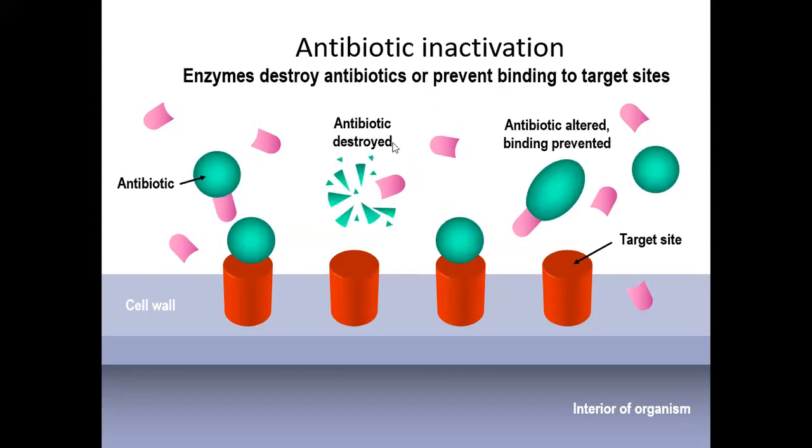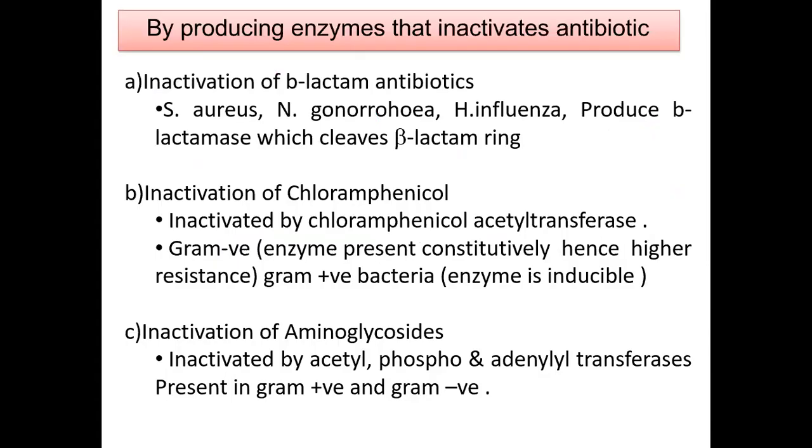And sometimes certain different types of enzymes can kill the antibiotic, right? Or they totally modify its structure. Here you can see the structure has been modified. Here you can see it killed, so there is no more antibiotic. So you will get the resistance, by producing enzyme that inactivates the antibiotic.